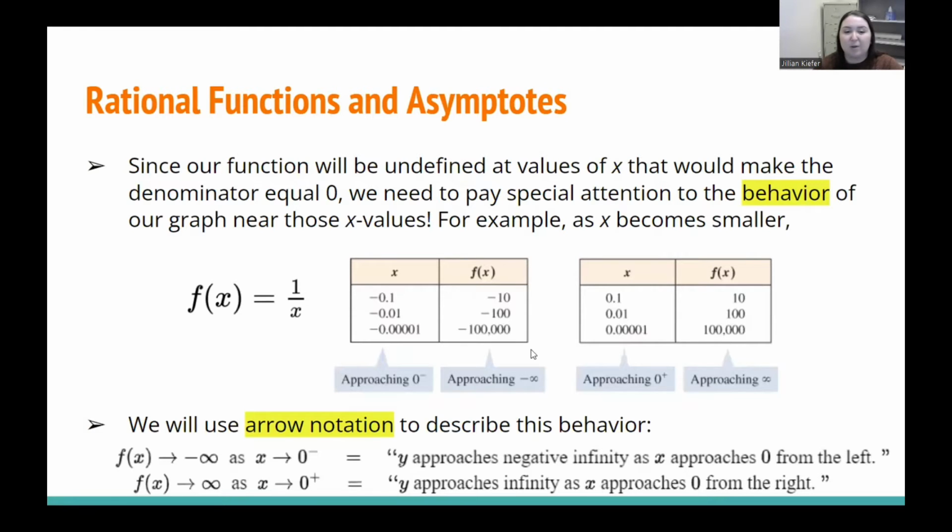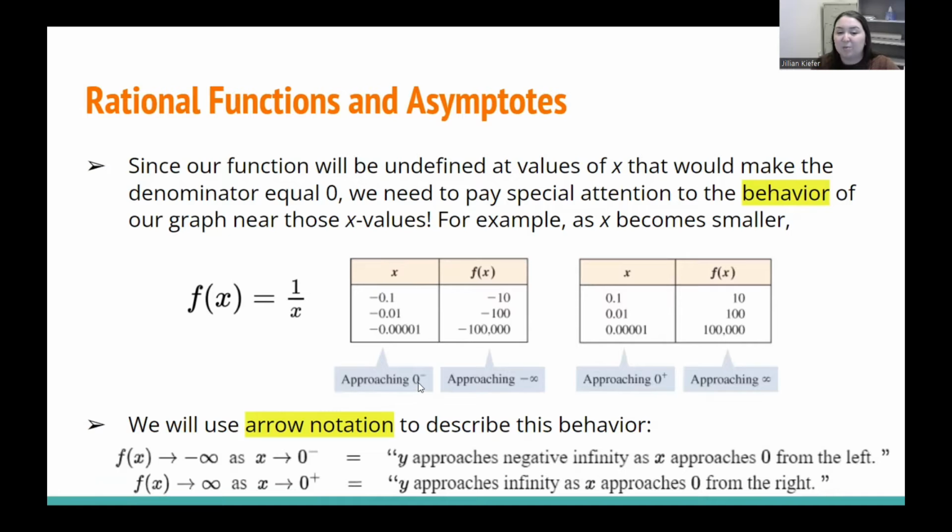As an example, we're going to think about f of x is equal to 1 over x. This is widely known as probably the most basic rational function of all time. It's the most simple, 1 over x. We say that if x is approaching 0 on the negative side, f of x will start increasing in the negative direction, aka decreasing. So as you get closer and closer to 0 on the negative side, f of x will get closer and closer to negative infinity.